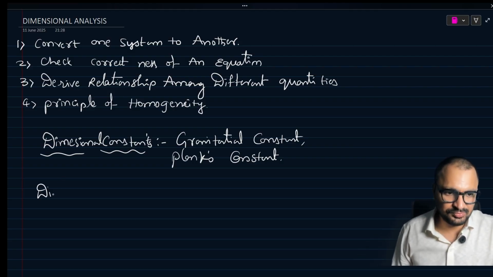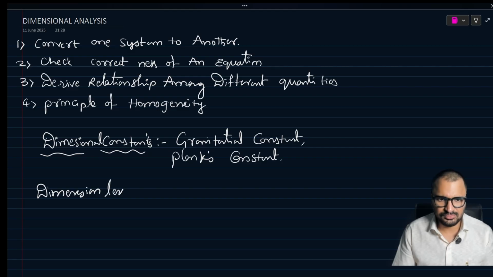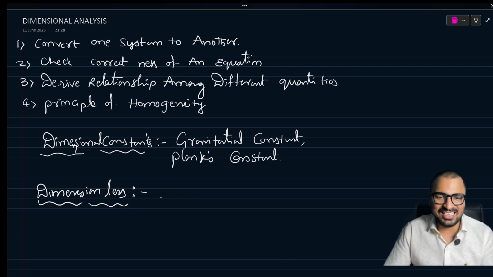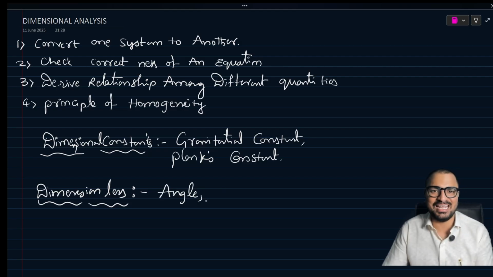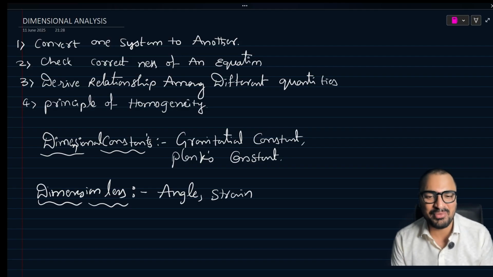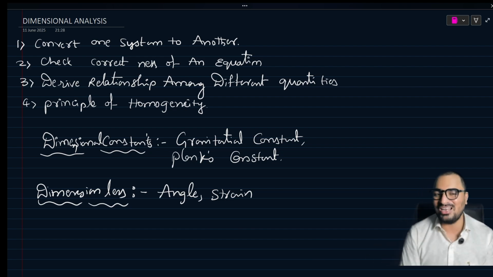What are the dimensionless quantities? They are like angle, solid angle and plane angle. Also the refractive index does not have a dimension. Coefficient of friction is also a dimensionless quantity, and strain is also dimensionless.